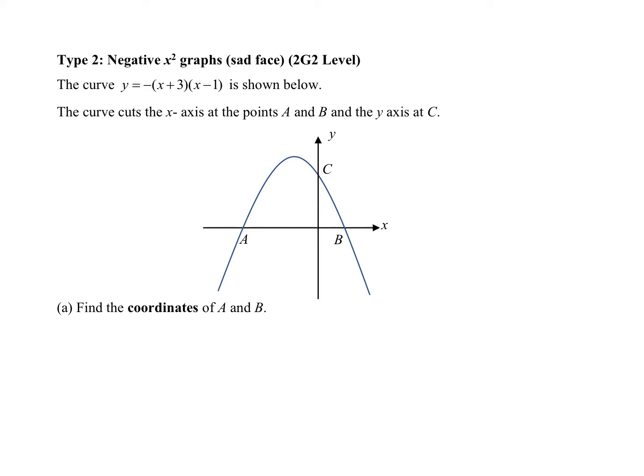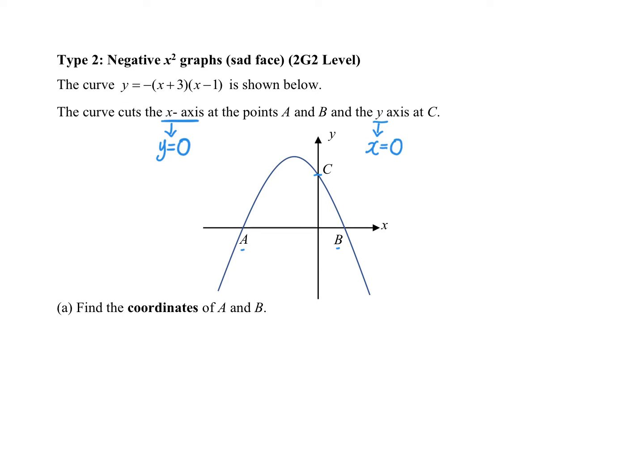Right, the curve cuts the x-axis at the points A and B. So when it cuts the x-axis, what do we know? We know that y is equal to 0. This must be immediate. You must remember the concept, right? So you have two x-intercepts, A and B. And it cuts the y-axis. When it cuts the y-axis, what will be the value for x? x will be equal to 0. So it cuts the y-axis at the point C.